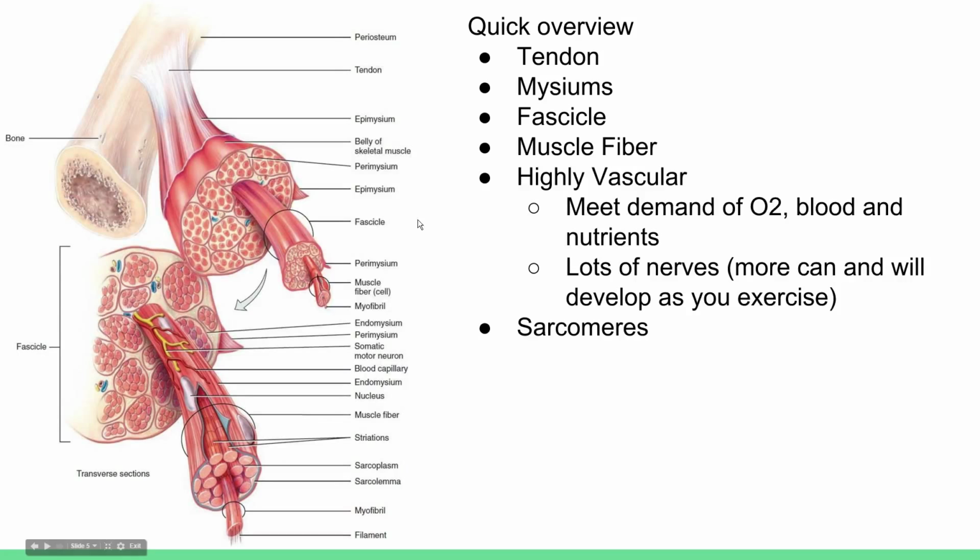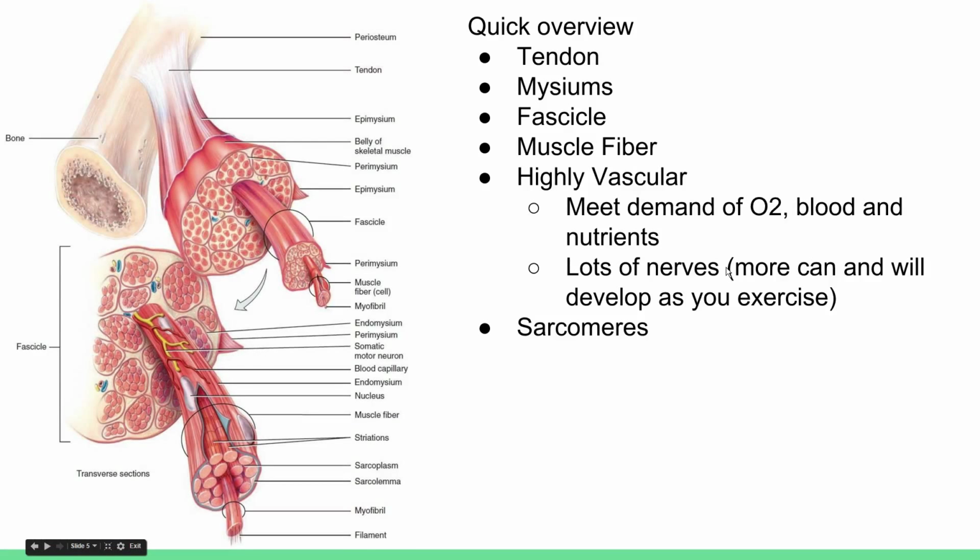Again, here's a big picture that sums up everything we talked about. We'll start with the tendon, which is muscle to bone. Then we have the myseums, the epi, peri, and endomysium. And then these are our muscle fibers. The muscle fibers are the cell, and they have myofibrils, which are the fiber parts of the muscle fiber. This is also highly vascular, as you can see. The reason for that is muscle demands a lot of nutrients, so it needs a lot of O2, a lot of blood, and all the things it needs to run chemically.